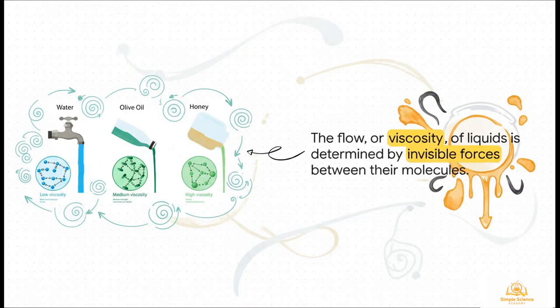You see, this resistance to flow has a name. It's called viscosity. And you can really see the difference here. Water has a super low viscosity, while honey's is off the charts. The whole reason for this comes down to how their molecules cling to each other. These attractions between molecules are called intermolecular forces, and the rule is simple. The stronger they are, the slower the liquid is going to flow.